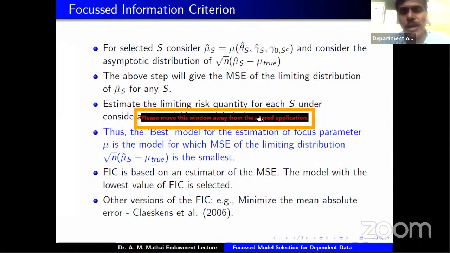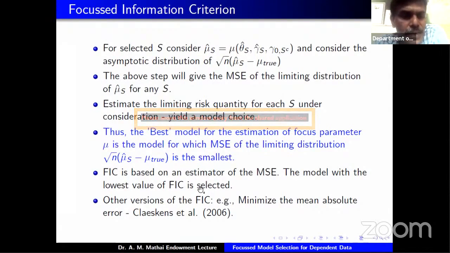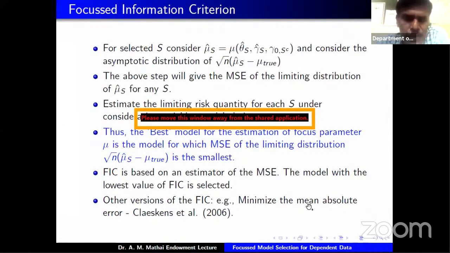So the best model for the estimation of the focus parameter mu is the model for which the MSE of the limiting distribution is the smallest. So FIC is based on the estimator of the MSE. The model with the lowest value of MSE, FIC is selected. Now, there are other variations which we are not discussing today, because you may ask why MSE, why something else. I am not discussing it, but there are a lot of discussions on this. One can look into the absolute error and related model changes in that.